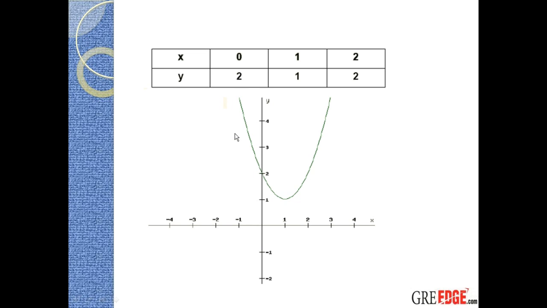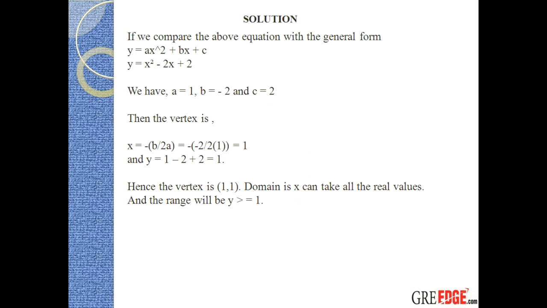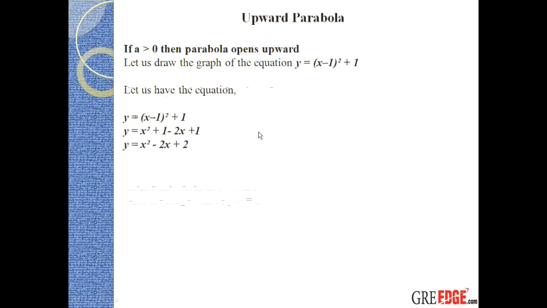So in your GRE, you don't have to totally plot the points and get to know. If you see that a is greater than 0, you can directly infer that the parabola will be opening upward. Okay, you can just note that down. If a is greater than 0, then the parabola will be opening upward.